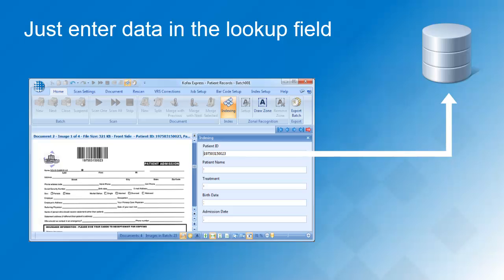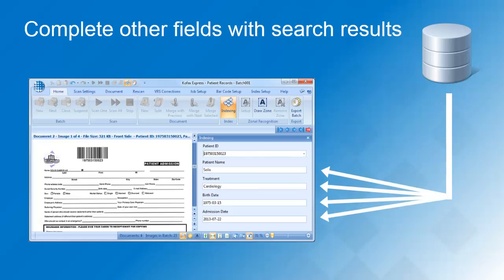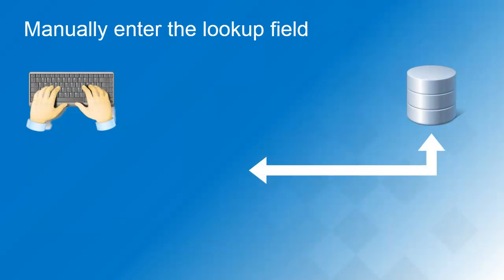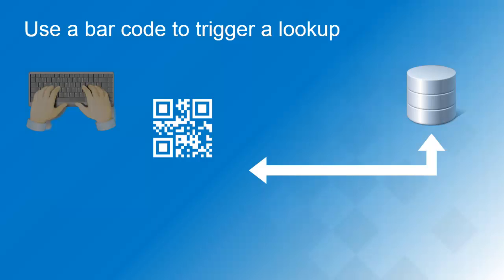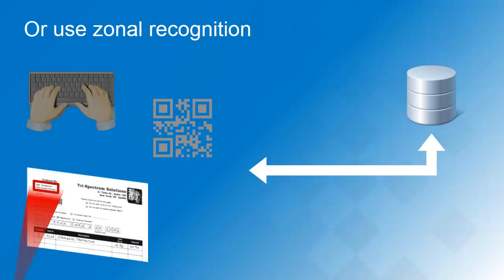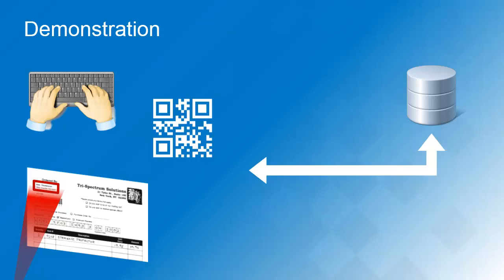You just need to enter data in the lookup field to complete all other index fields automatically. You can just type the lookup field, but even better is to automate this by using barcodes or zonal recognition. How to use barcodes and zonal recognition is covered in other video tutorials. Let's see database lookup in action.